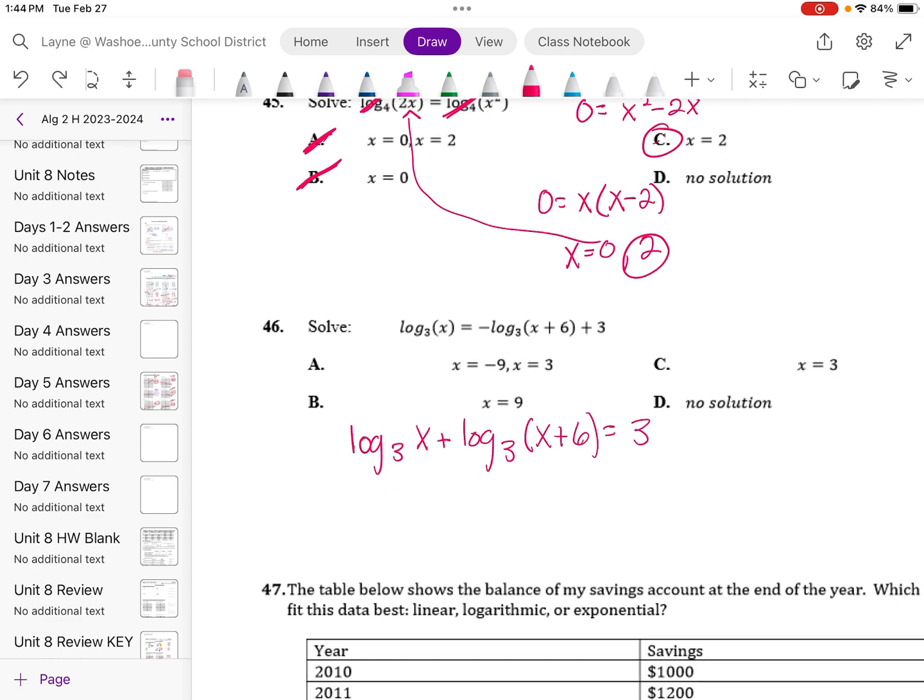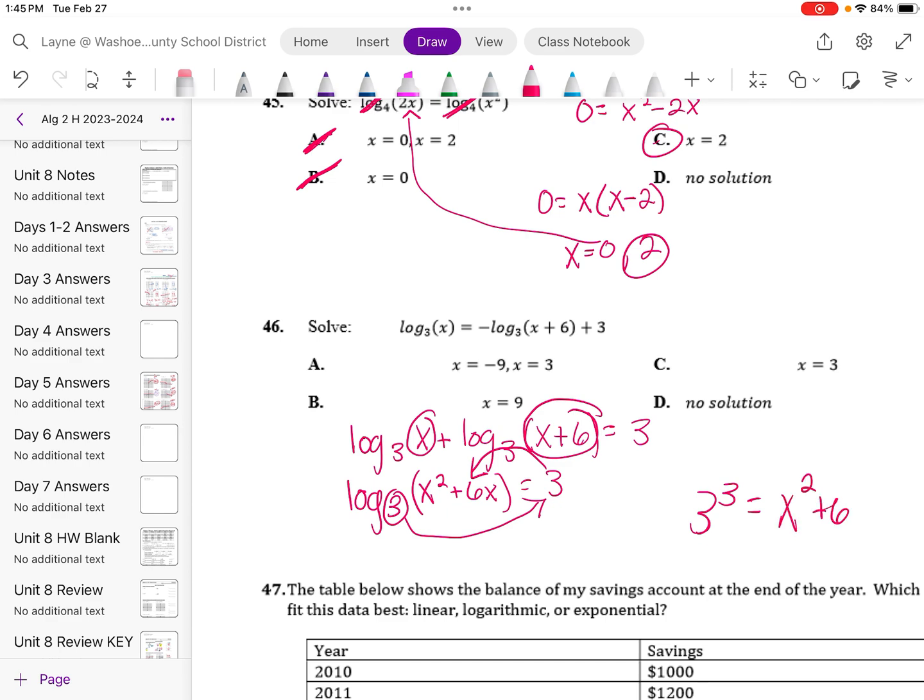I'm going to condense them using my condensing rules. I can condense these into one log as long as I multiply x times x plus 6. So in order to combine, I have to multiply them. This will become x squared plus 6x. Okay. Now that they are condensed into one log, now I can use my loop method to convert this to exponential form. So I'll start with 3. 3 to the third power is going to equal x squared plus 6x.